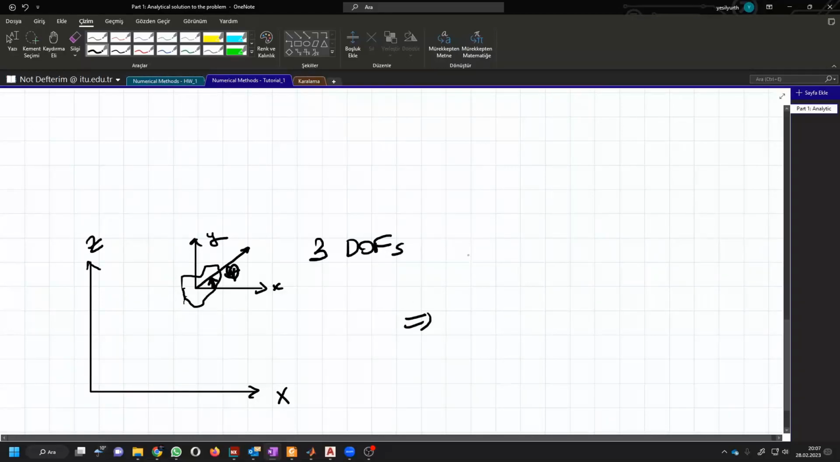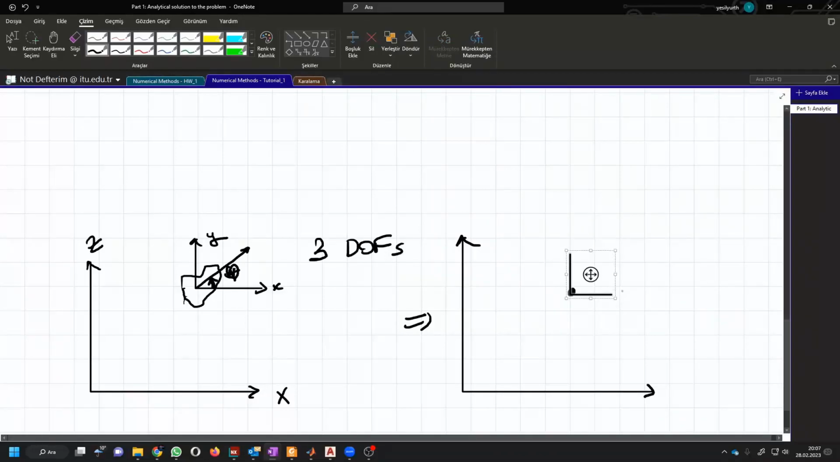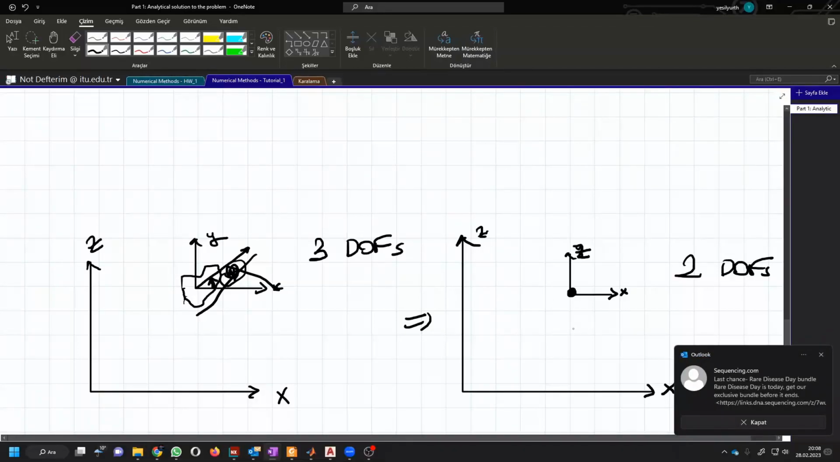So if we accept this body as a point, so the rotational degree of freedom will be gone, and we will have only two translational degrees of freedom, which means we can define the motion of this point with respect to this fixed frame with two coordinates, x and z coordinates, right?